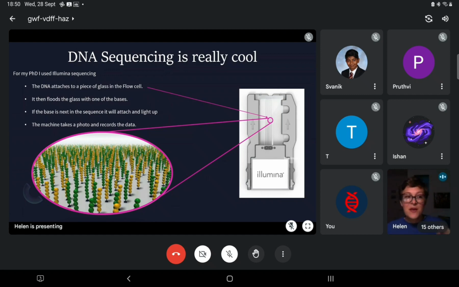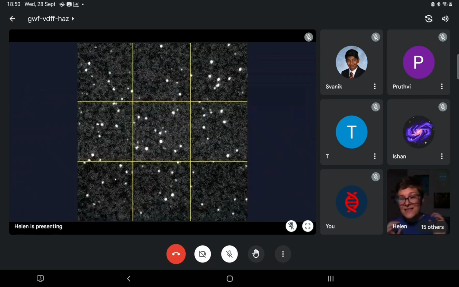Okay. Really simple premise. But the really cool part is that this is a picture of the DNA. So every single one of those lit up dots is a piece of DNA with a base attaching to it and lighting up. I just think that's really cool because you can literally watch DNA being sequenced in real time through little photos like this. And technology is just great. I think it's really neat.